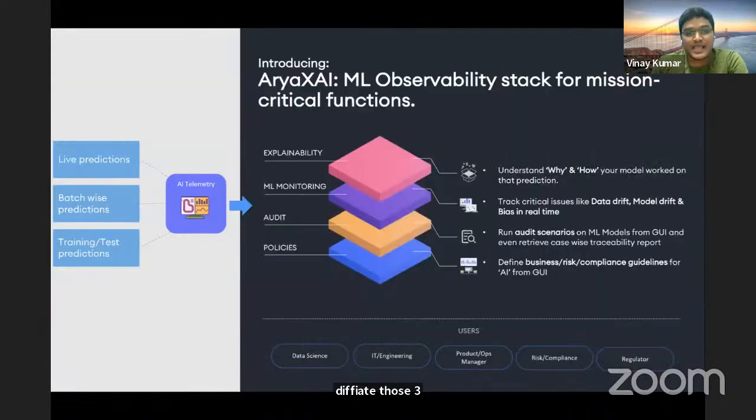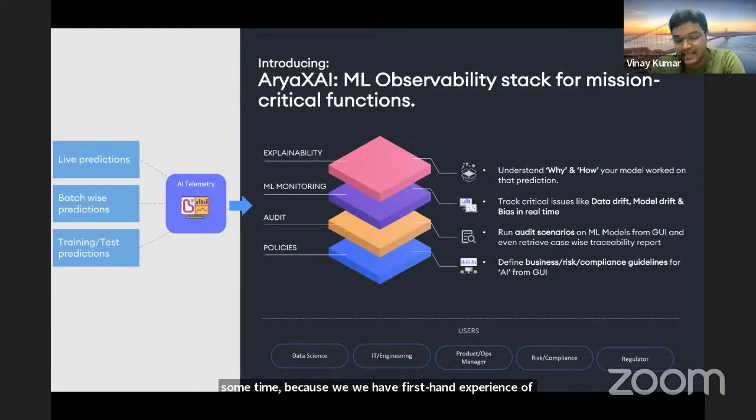And for Arya, we have been trying to solve this problem for quite some time because we have firsthand experience of deploying techniques like deep learning in the banking, financial services, and insurance industry for almost a decade now. So we had an opportunity to actually fail very early on because the models were black box, the models were failing, with SLA deviations, for example. So we had to keep on building those layers to ensure that we are explainable, acceptable by regulators, and able to deliver the SLAs.